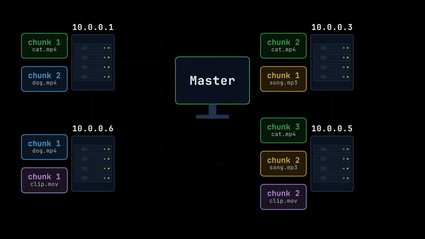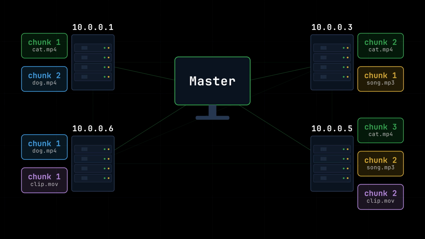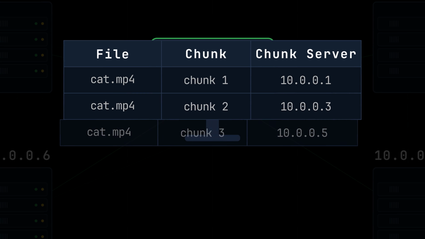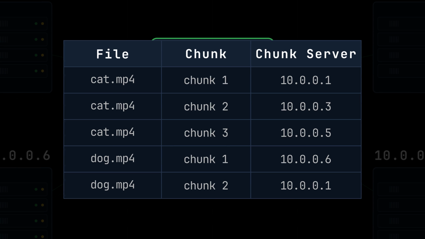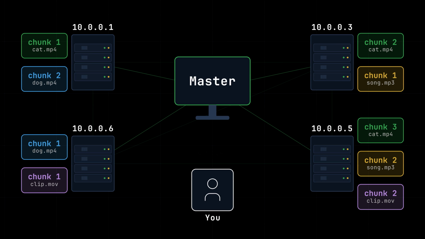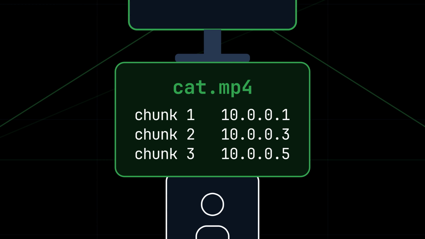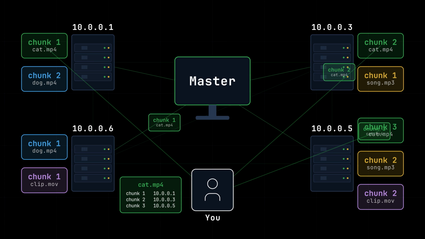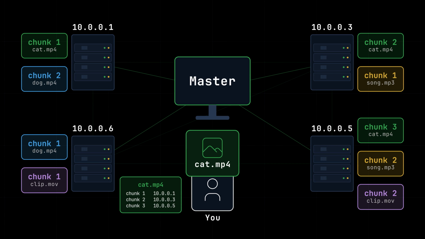Then we have one master computer, just like the master index on your file system, where it keeps track of each file, its chunks, and the IP address of the chunk server where each chunk is stored. So when a client, which is you, the viewer, comes in asking for a cat video file, the master will respond with the list of the chunks that make up that video, along with the IP address of the chunk servers where each chunk is stored. The client can then download every chunk and assemble the video.